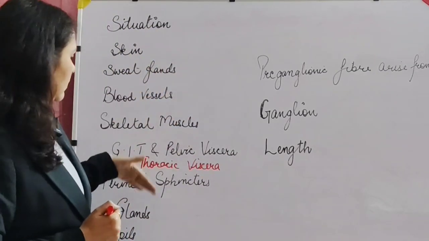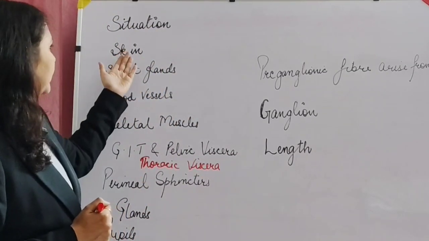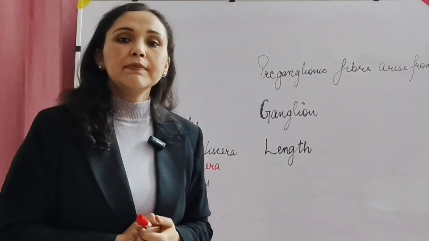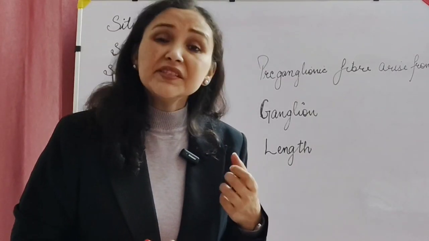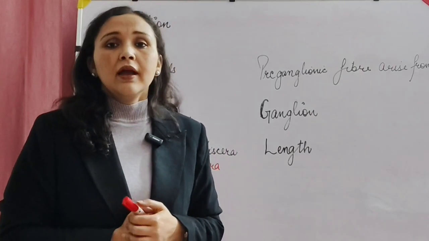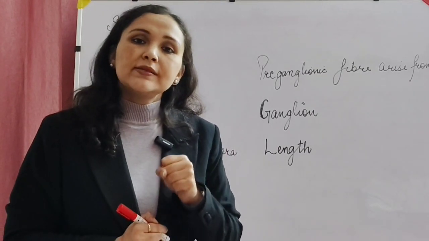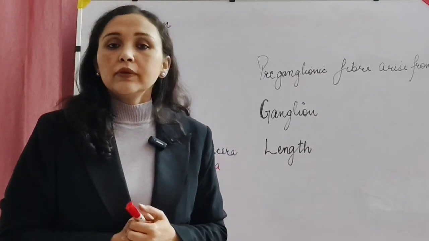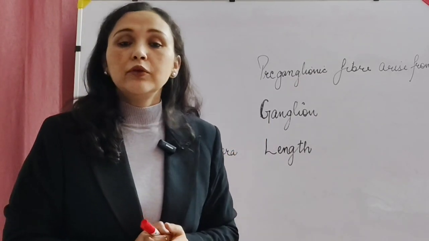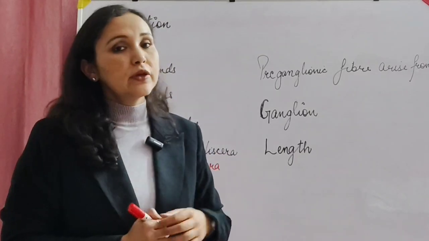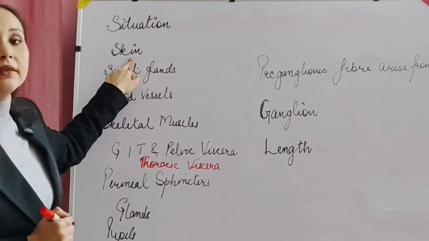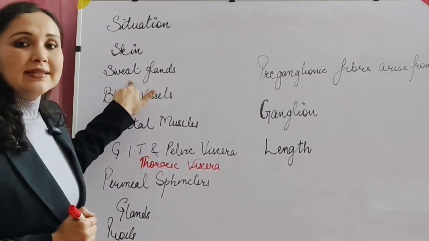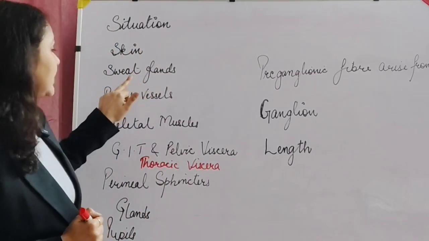Coming to the areas where it supplies, what are the physiological effects on them? For example, if we talk about the skin, the sympathetic nervous system constricts the blood vessels of the skin, and it also constricts the blood vessels of the GIT and the pelvic viscera, so that the maximum blood can be diverted to the brain and the skeletal muscles, right? So if it is constricting the blood vessels, the skin will appear pale. The secretions of the sweat glands are increased, so there is more sweating.